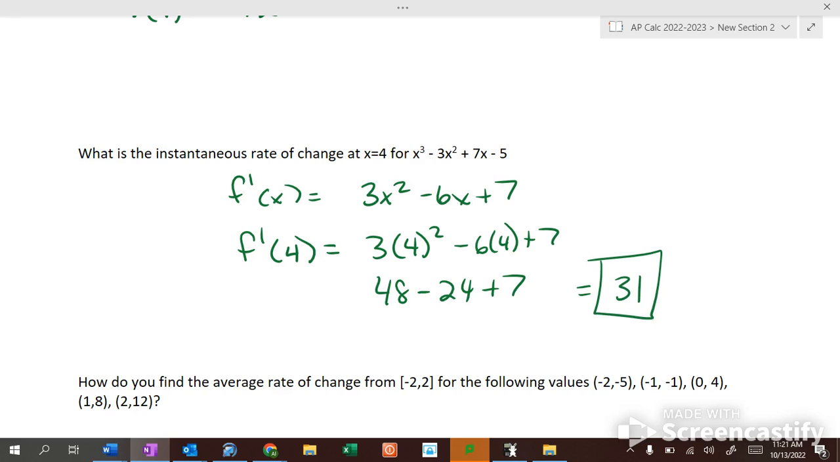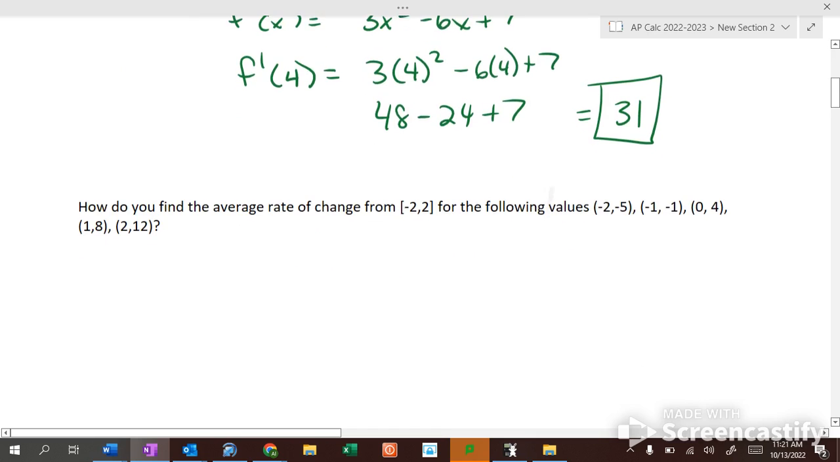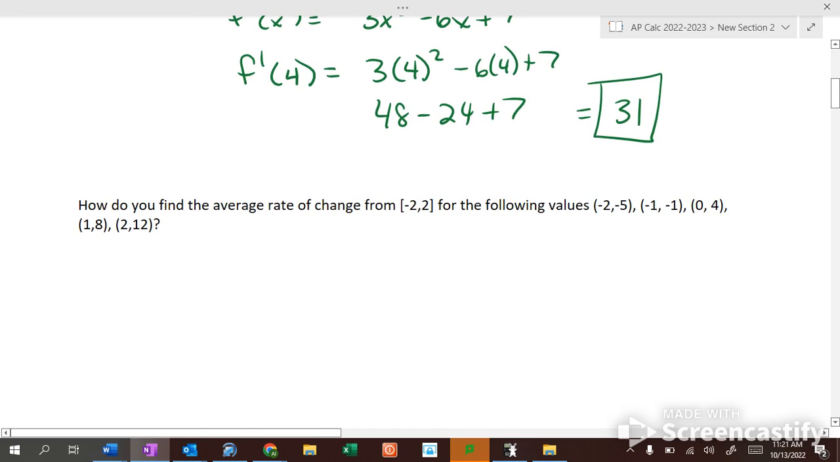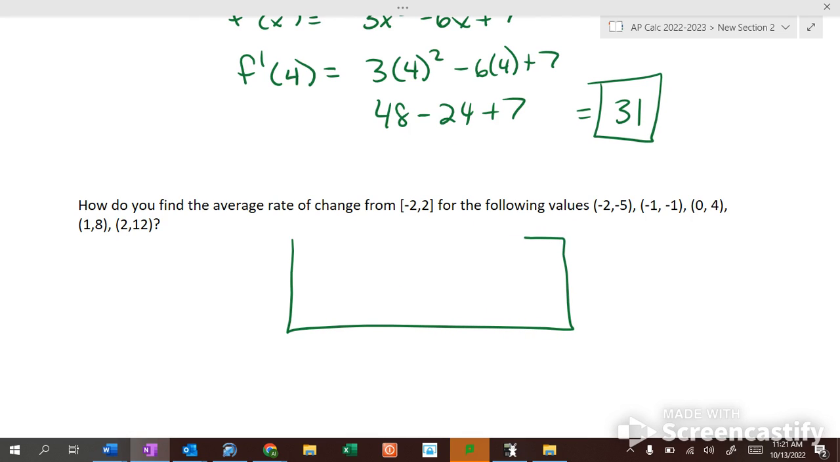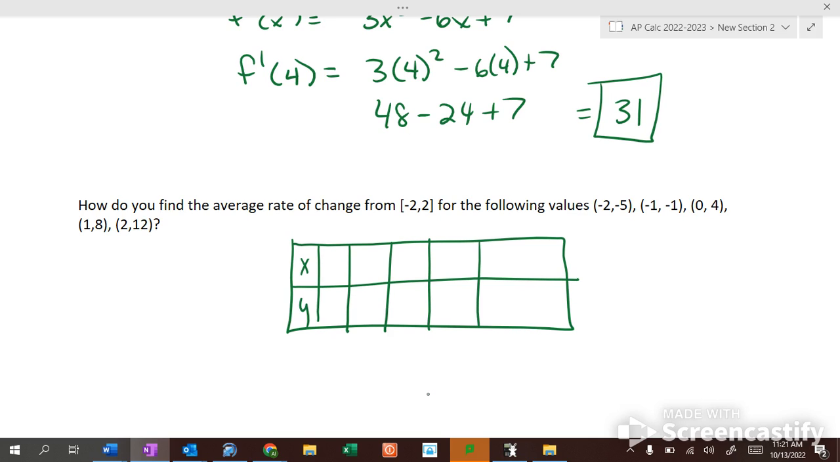Easy peasy lemon squeezy, right? Okay. How do you find the average rate of change from negative 2 to 2 for the following values? So what we're going to have is a table of values here given to you. So this doesn't look very nice, but really what's going on is there's a table of values. And if there's not a table given to you, you make a table of values.